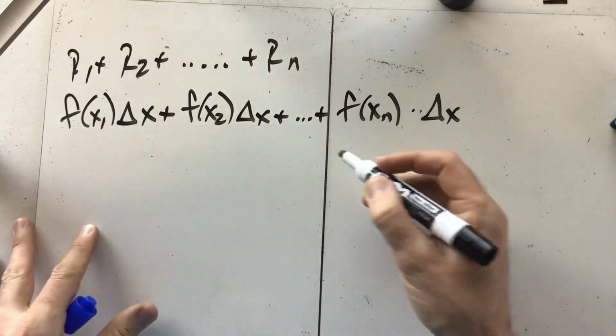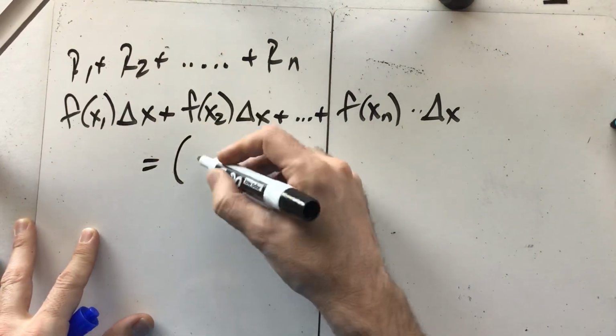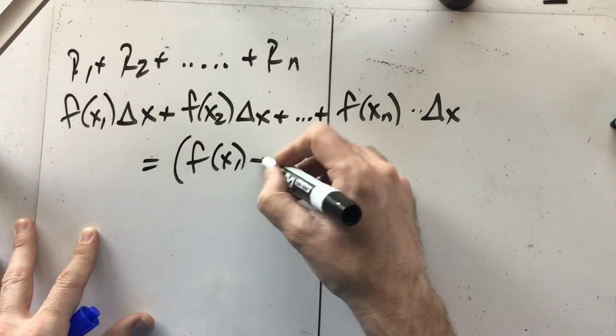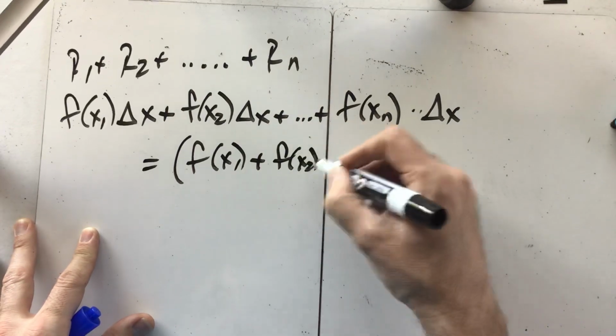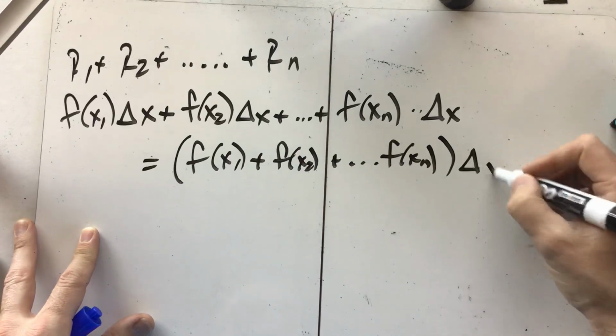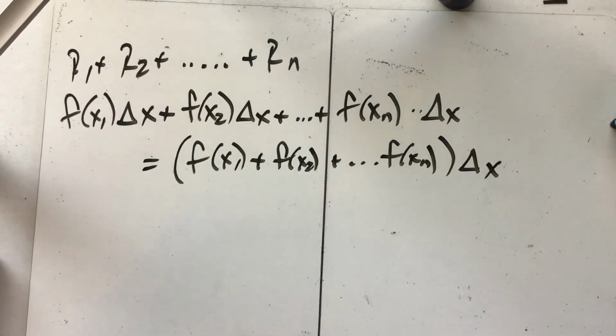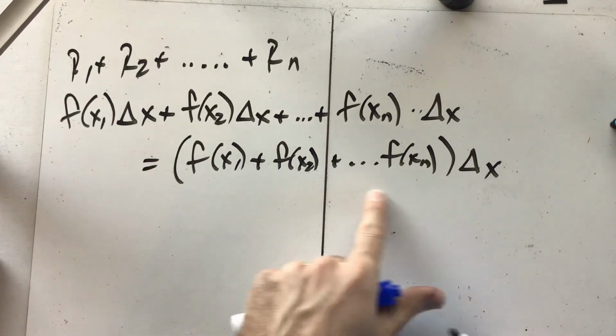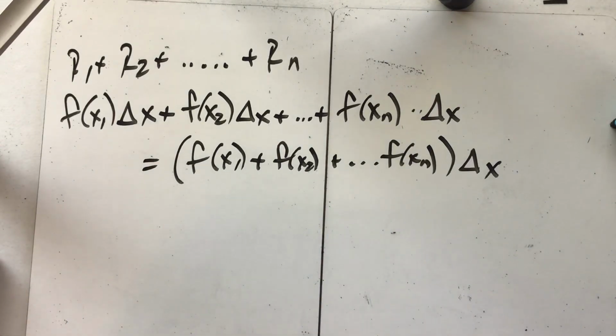And by the way, sometimes you'll see this written in a little prettier form, and that is f of x1 plus f of x2 plus f of xn times delta x. So sometimes people will just factor out all the delta x's to put it at the end. If you want to, you can do that. So you can just add up all the f of x values and multiply by delta x when you're done.